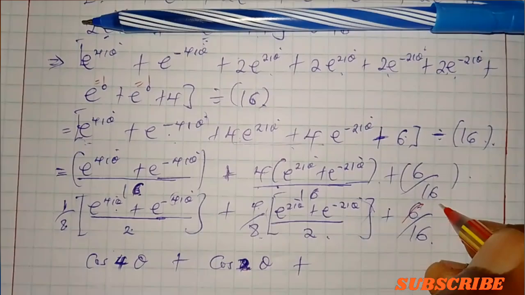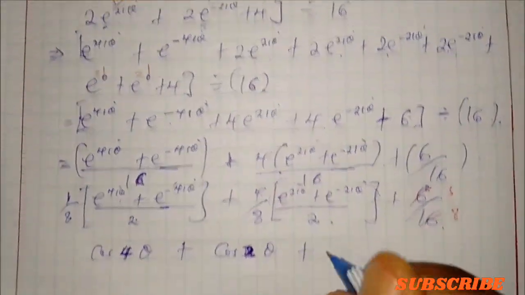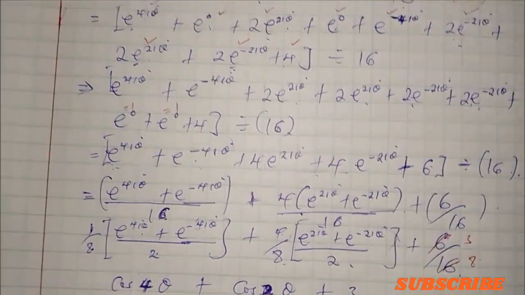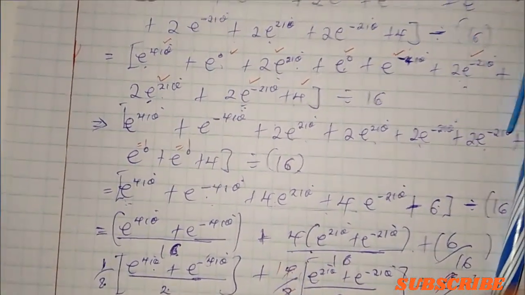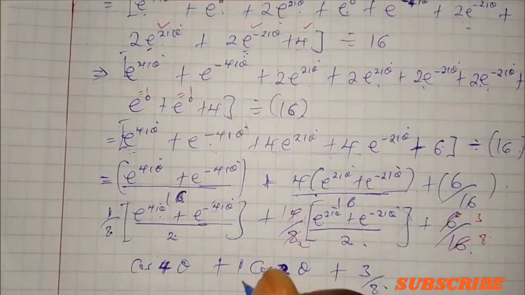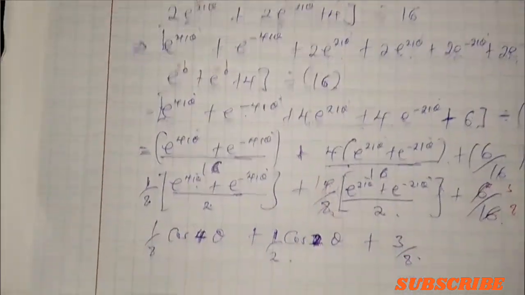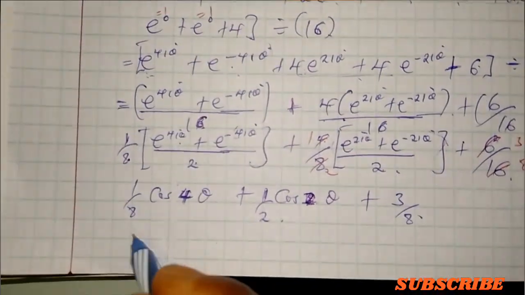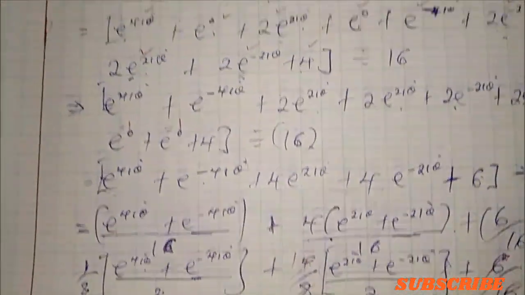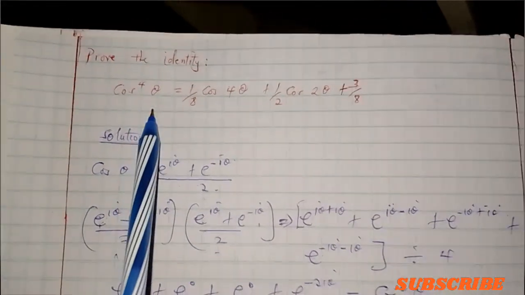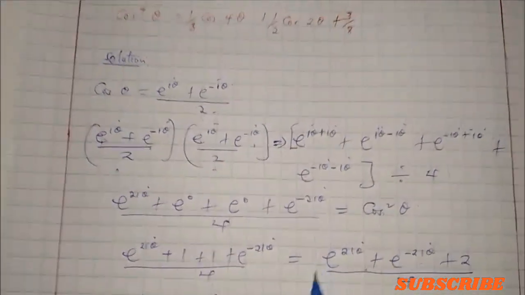Plus here 2, 3, 2, 8. So you have plus 3 over 8. Here you have 4 over 8, so it is a half here. Then here is 1 over 8. And now we have, this is the proof. You can compare: 1 over 8 cos 4 theta, half cos 2 theta, 3 over 8, you can see.